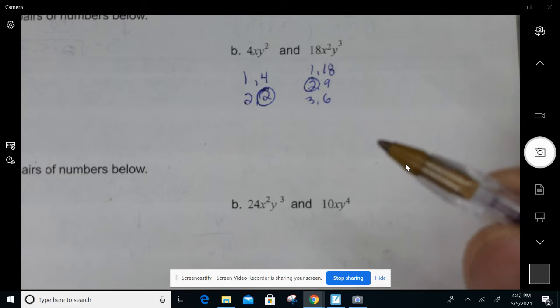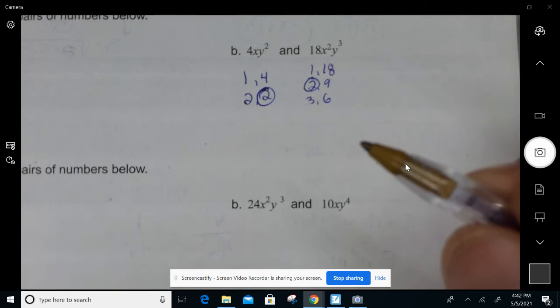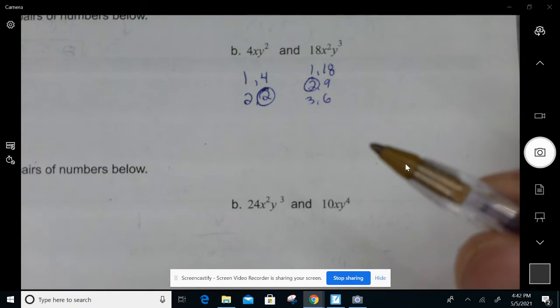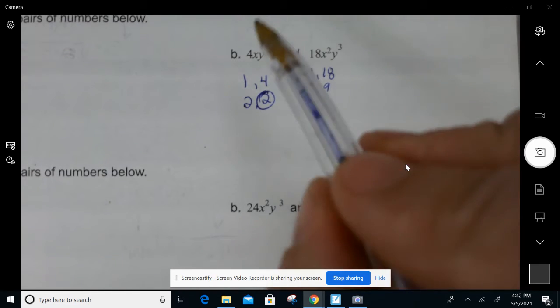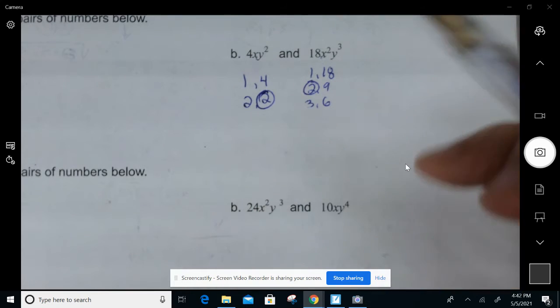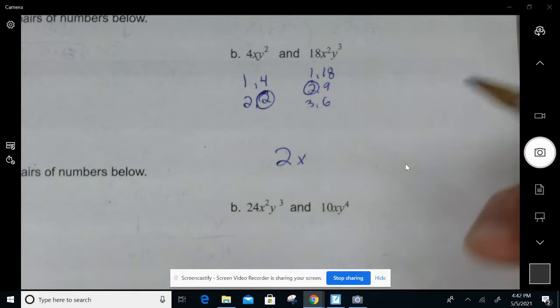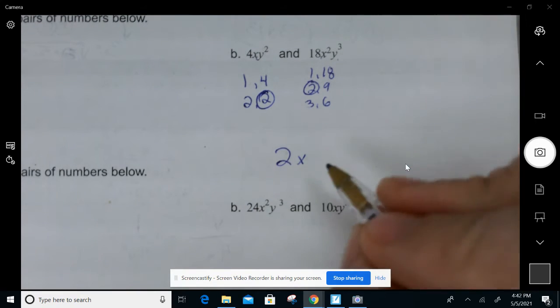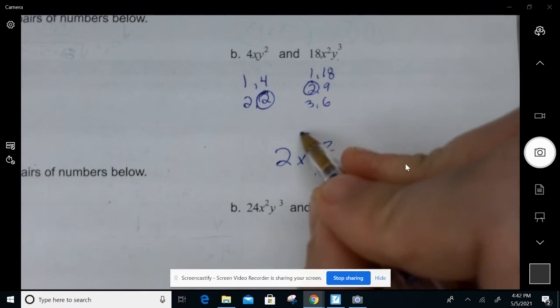All right? Now, with the variables, factors, the way I remember it is factors mean smaller. So you're looking at the smallest amount, the smallest exponent, x to the 1 or x squared, x to the 1. Y squared or y to the third. Smallest one, factors mean smaller, y squared.